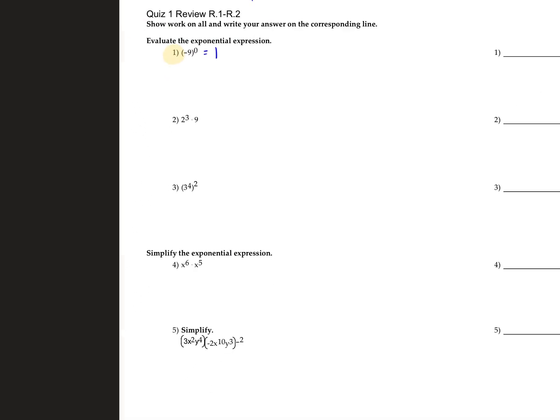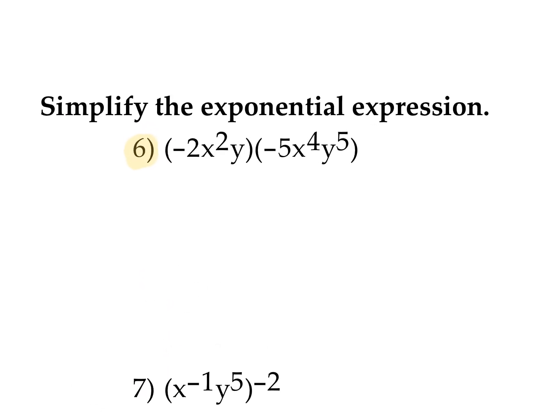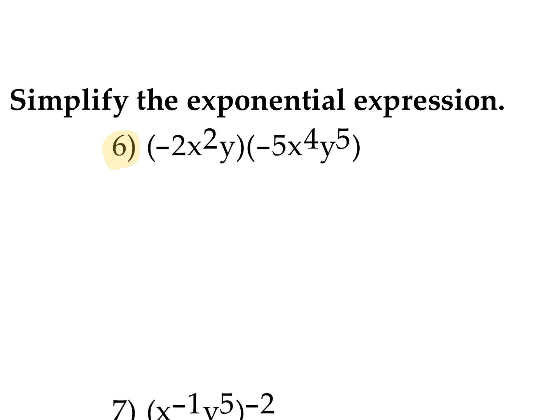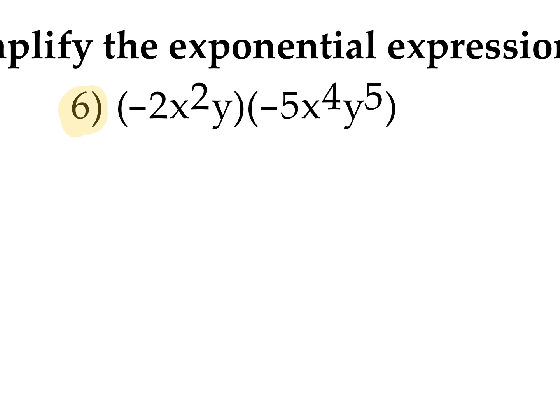The next one that I want to look at is number 6. So here we want to simplify the exponential expression. What should I do first? Let's multiply the numbers first. So we're going to stick with multiplying the numbers together, then we'll multiply the x's, and then we'll multiply the y's. So what's -2 times -5?